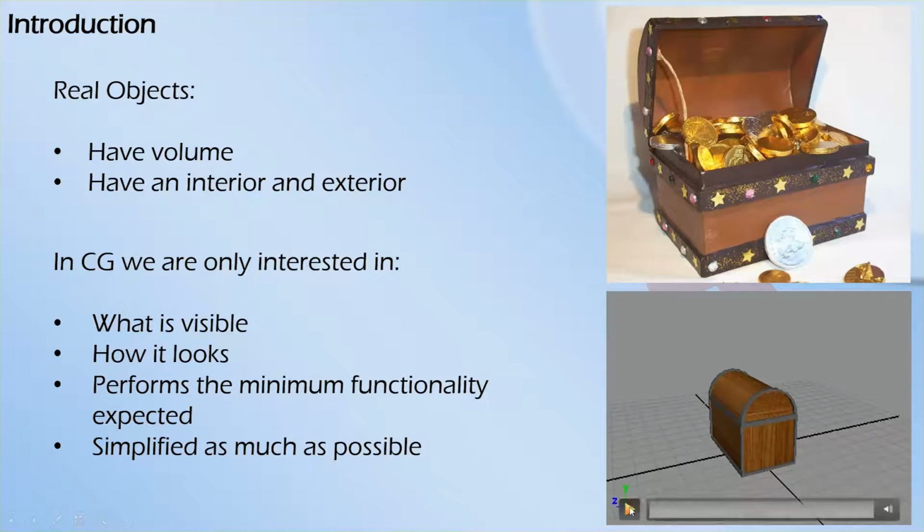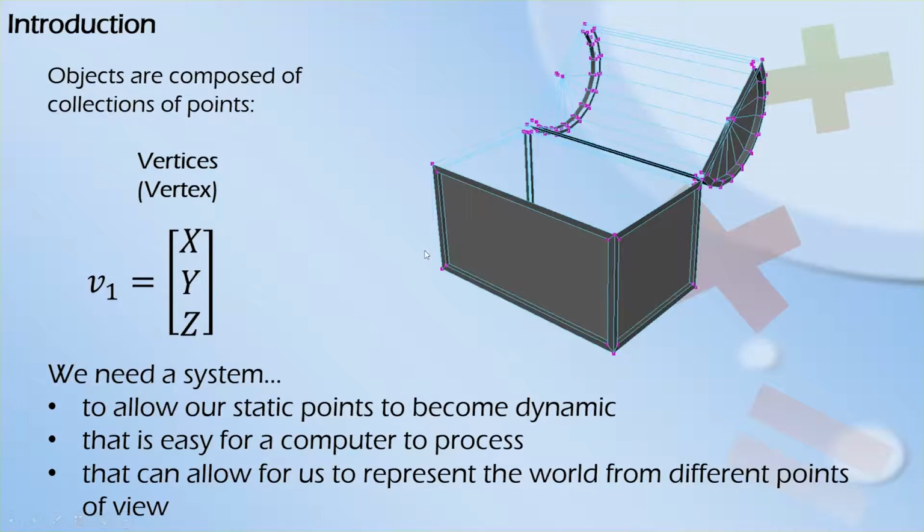So if we take a look here, we open up our treasure chest. I was lazy inside of Maya, and I never even bothered to model the interior. We already mentioned this in the introduction material, but objects are composed of collections of points, vertices, all right? So here we have V1, vector 1, has an X and a Y and a Z component. That's what makes it three-dimensional. Typically, these are stored as floating point values. Inside of Unity, they're vec3 objects.